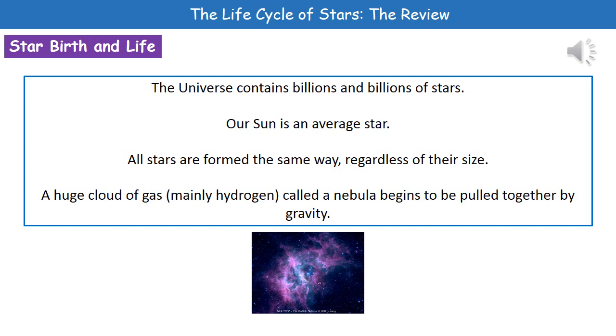No matter what star we look at, of all of those ones that you can see in the sky and all the ones that you can't see as well, they all formed the same way, and this doesn't matter how big they are, they all form the same way here. So what we actually start off with is this huge cloud of gas, which is mainly hydrogen, and this is called a nebula. Now what happens initially is that this huge cloud of gas is pulled together by gravity.